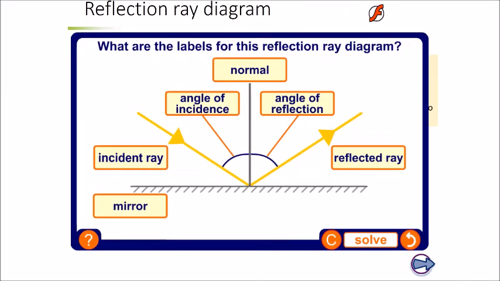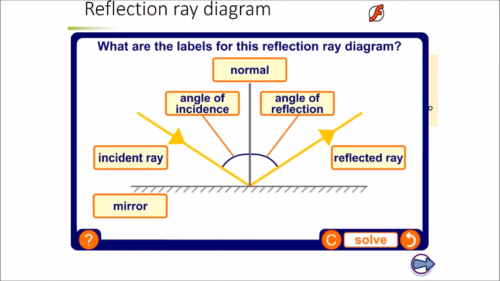So, we're going to learn about ray diagrams. We can show the reflection of a wave using a ray diagram, and they have a number of key terms that go with the diagram. So pause the video and try and draw yourself the diagram as you can see on this slide. Then, as I'm going along, try and put the words in the correct place.